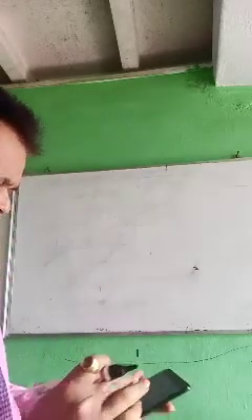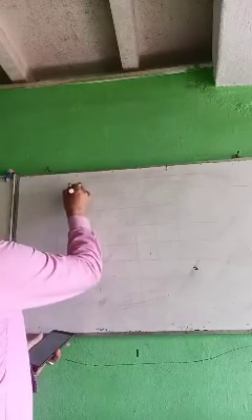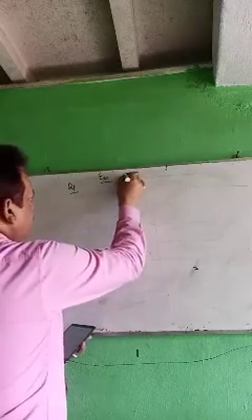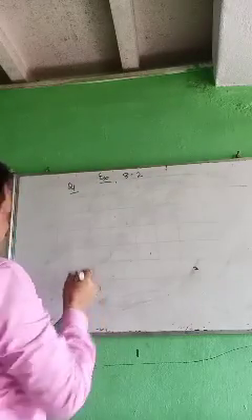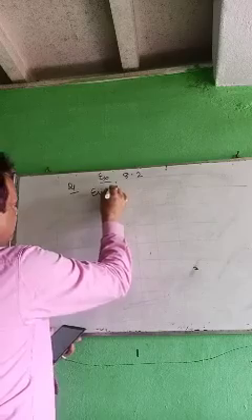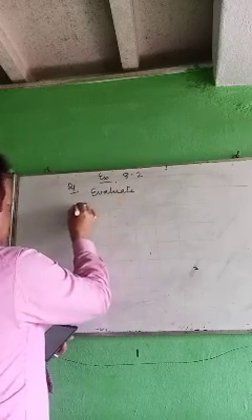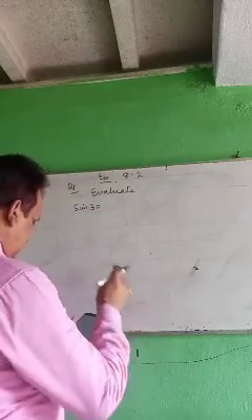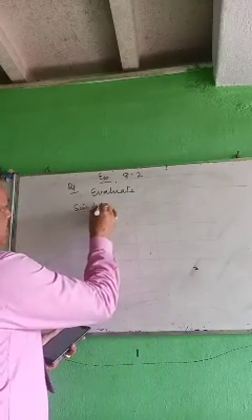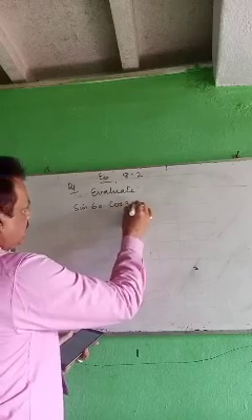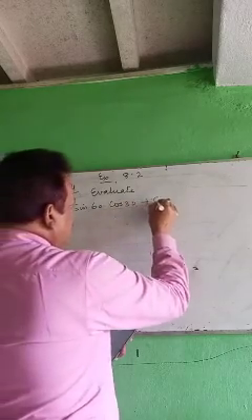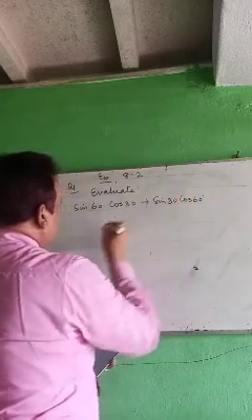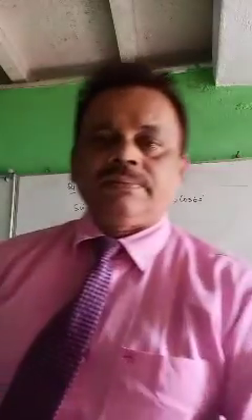See the first question. Exercise 8.2. That is evaluate: sine 60 cos 30 plus sine 30 cos 60. Just put the values. The table you have to learn.